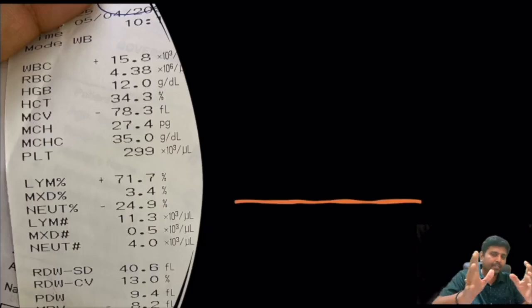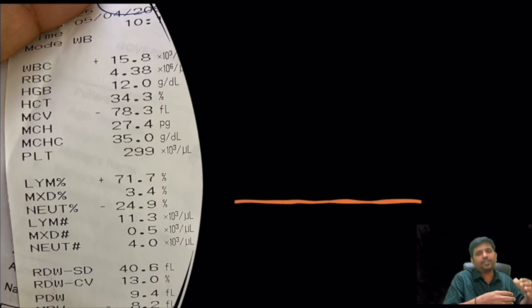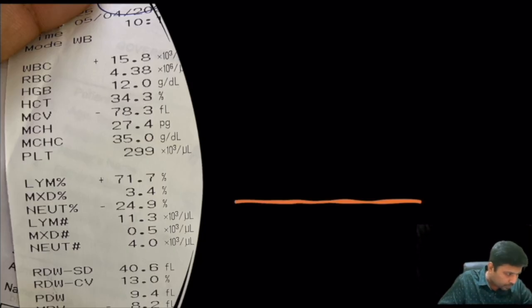As a first year resident, whenever any mother or parent gives you this slip, what is this? A printed sheet from the automated hemogram. Invariably, you will look into the CBC. You will say, oh no, the total count is increased, neutrophilia is there, lymphocytosis is there. But how many of you are looking into the other parameters?